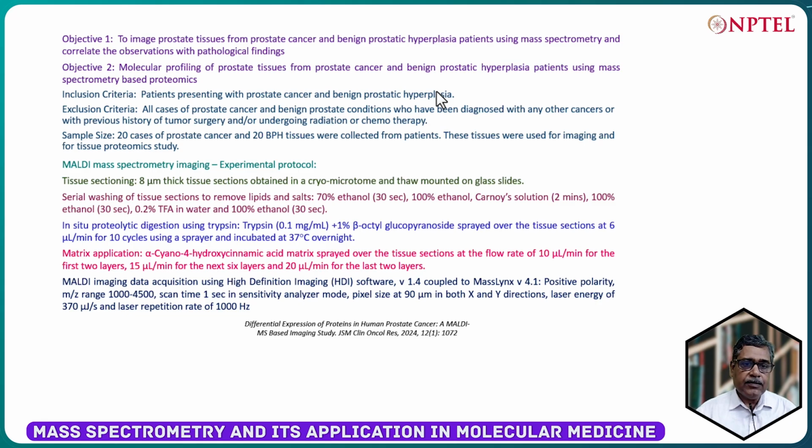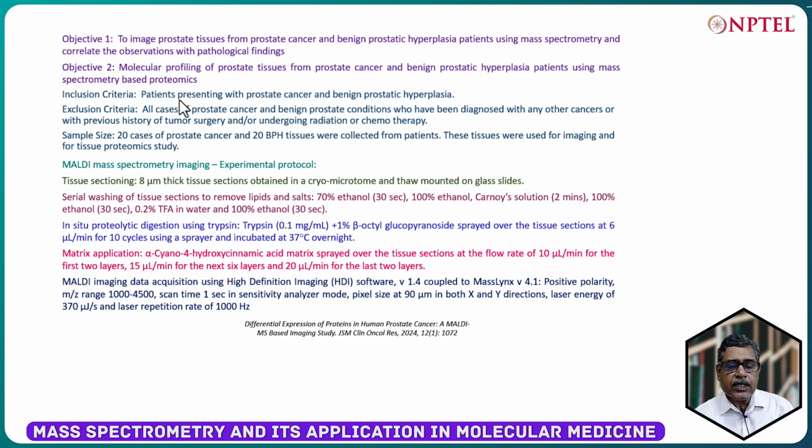Obviously, samples have to be collected from patients. So, ethical approval is required for the study to be conducted. Then there must be inclusion and exclusion criteria, and whatever patient samples we get have to be taken with prior consent from the patient. Before that, the study has to be approved by the ethical approval committee of the concerned organization.